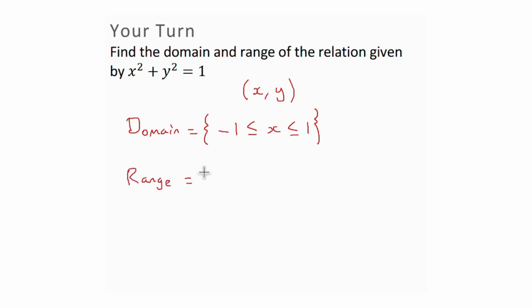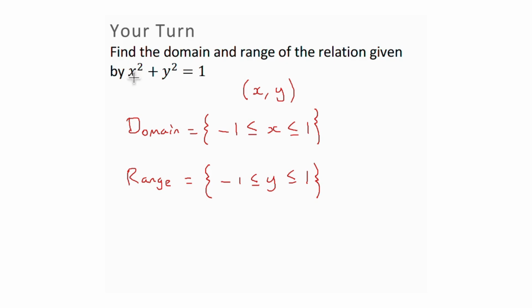Similarly, because this one is very symmetric, the range is going to be the same thing. The y values can be anything between -1 and 1 by the same argument. If x is equal to 1, then y is going to be 0. If x squared is equal to a half, then y squared needs to be a half. So x is equal to the square root of a half.